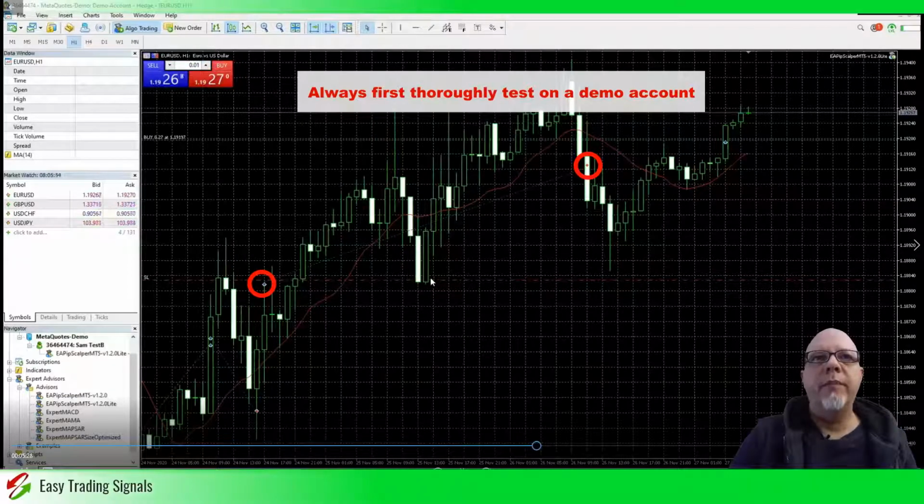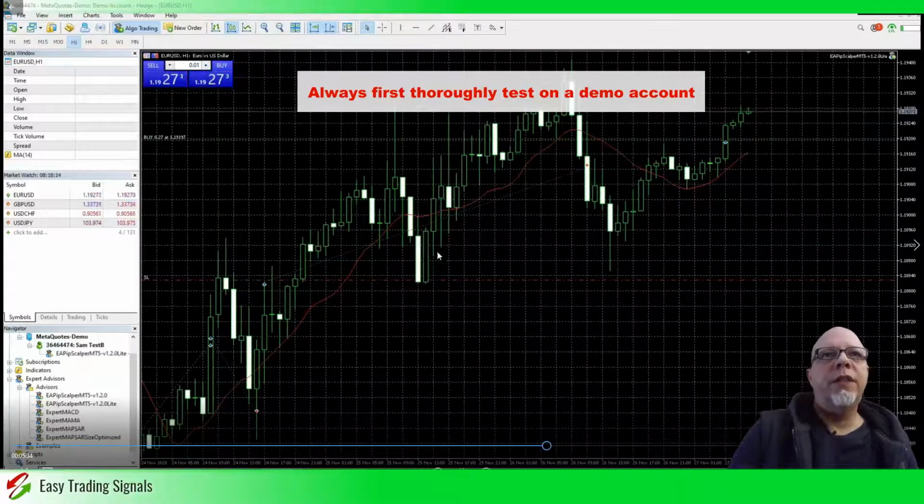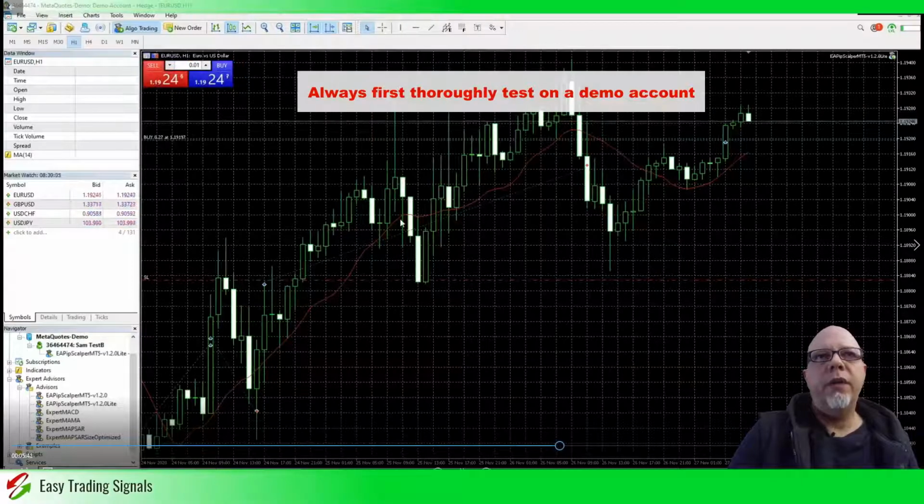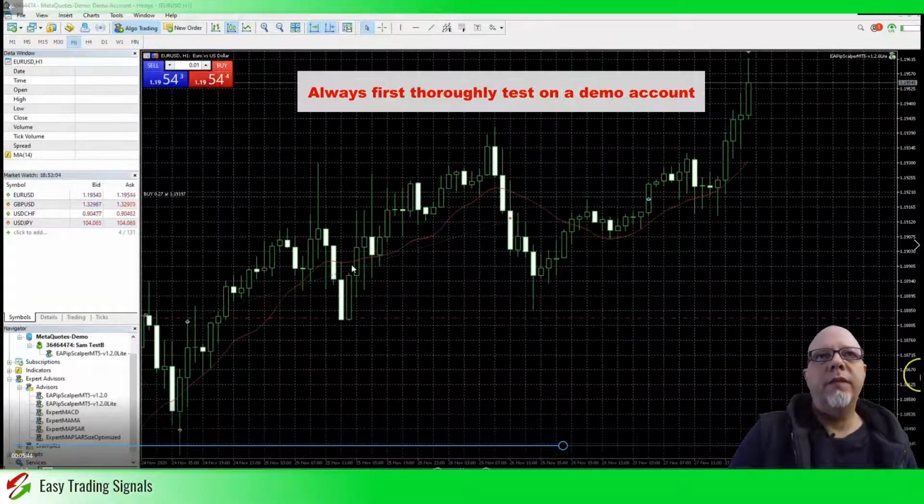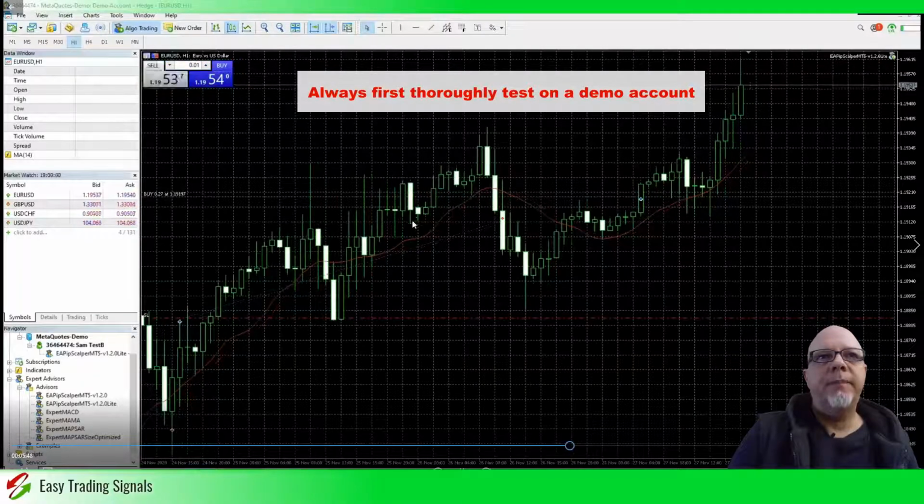Over there, it came right back down to where it started. And I was actually tempted to get out of the trade over here because I could see that it was extended, but I wanted to see how the EA would perform by itself. And yeah, it just held on to it, and eventually it got out of the trade over there.